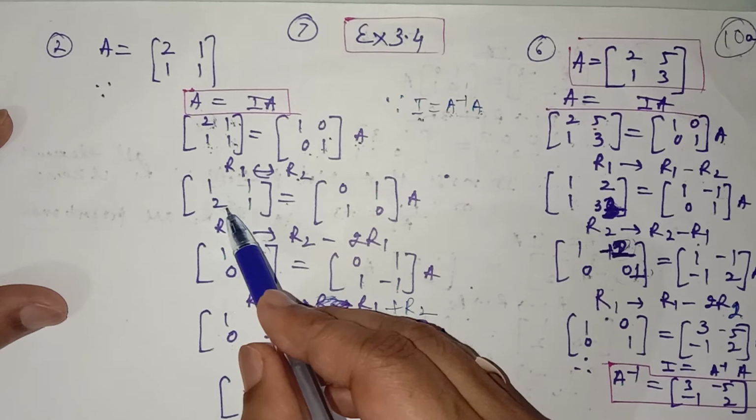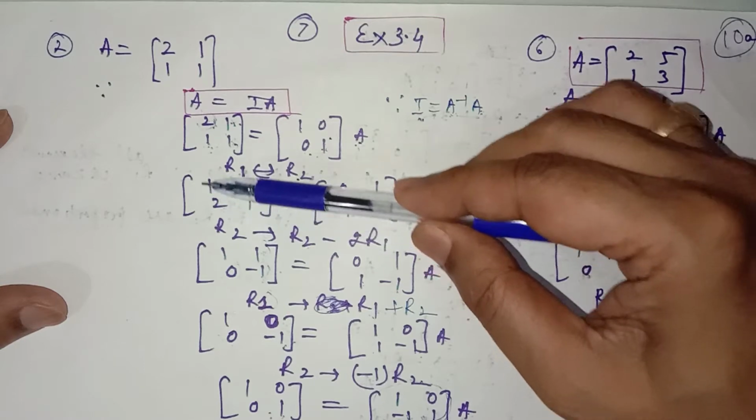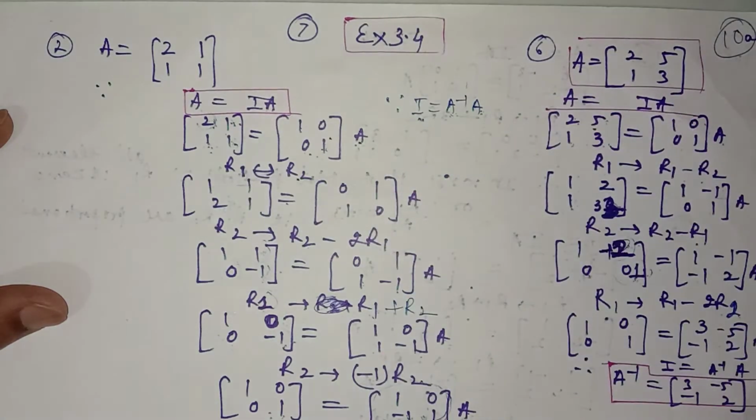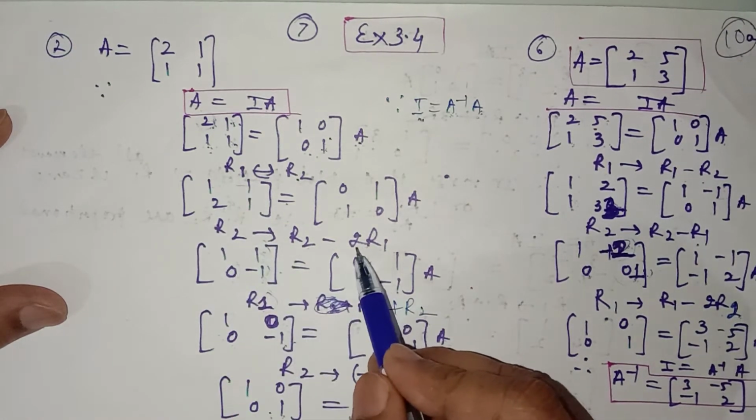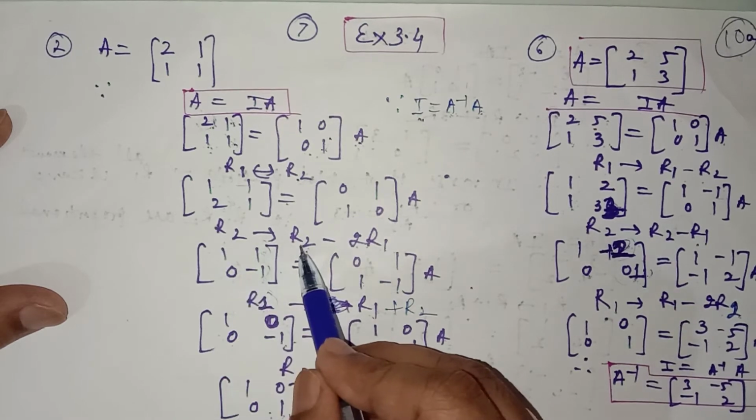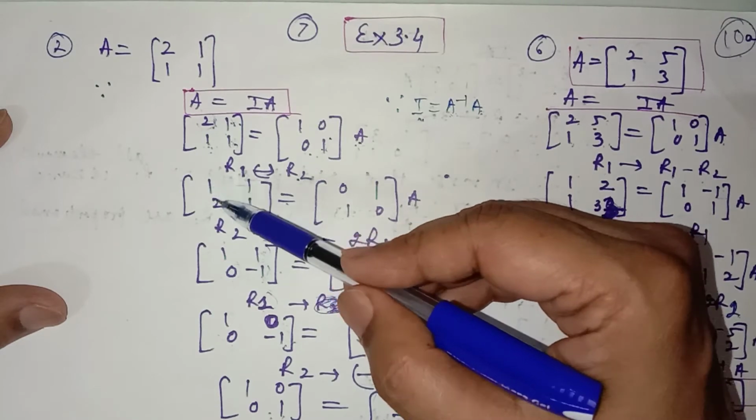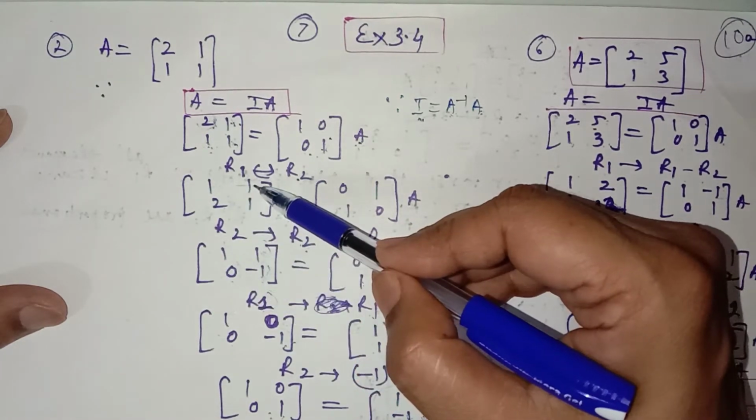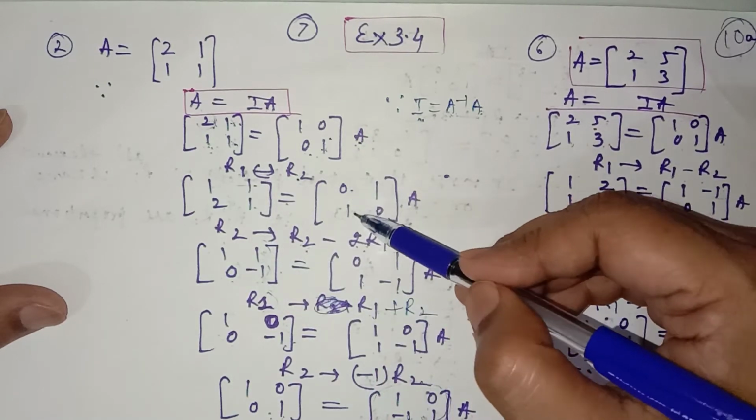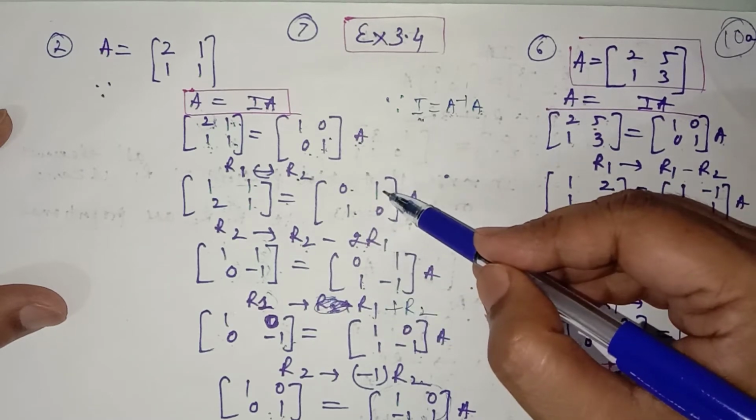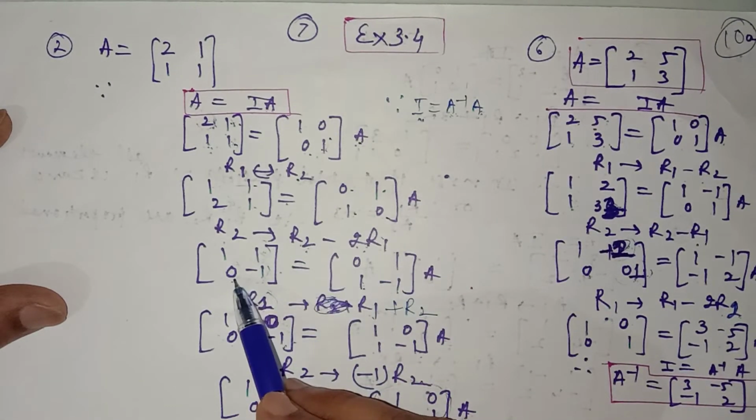How can you convert this element to 0? If we multiply the first row by 2 and subtract it from the second row, you will get 0 here. So R2 equals R2 minus 2 times R1. Multiply this element by 2 and subtract, you will get 0. Multiply this element by 2 and subtract, you will get minus 1. Multiply this element by 2 and subtract, you will get 1. Multiply this element by 2 and subtract, you will get minus 1. So R2 equals R2 minus 2 R1, and we have obtained 0 here.